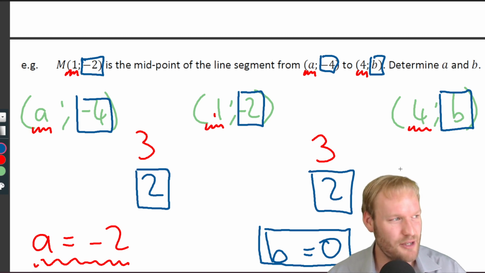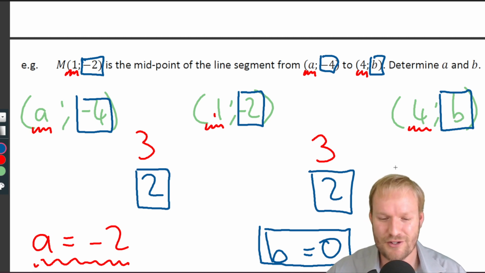Try and develop a sense of both if you can, so you're comfortable applying the formula or looking at it more visually as well.